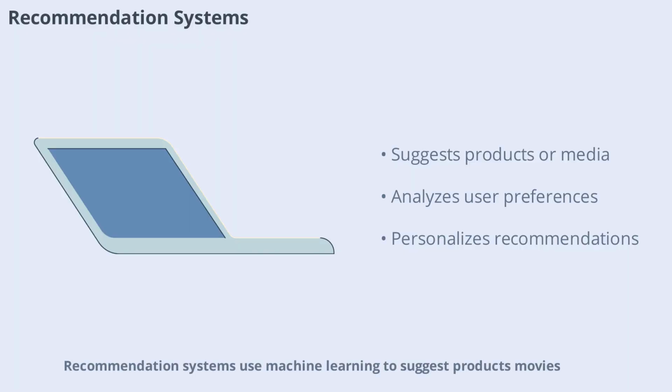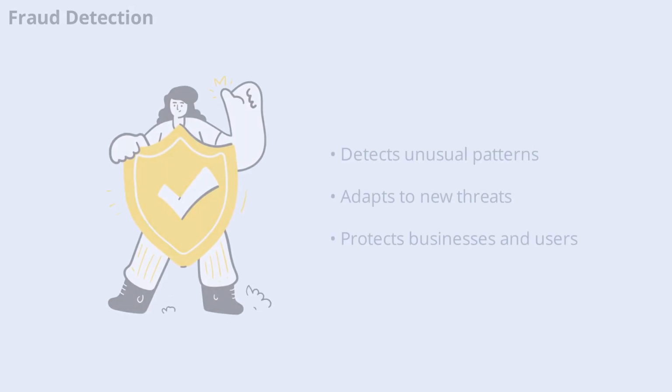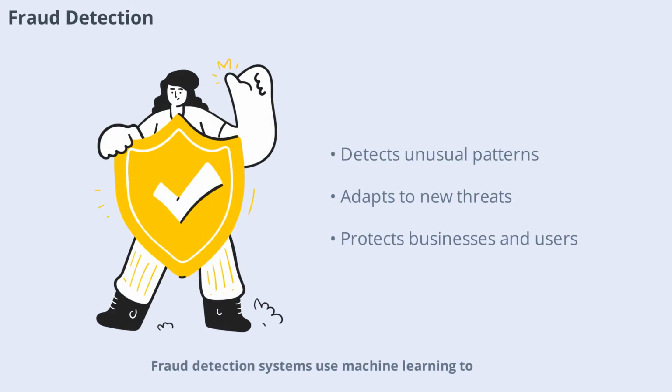Recommendation systems use machine learning to suggest products, movies, or music based on your preferences. By analyzing your past behavior and comparing it to others, these systems provide personalized recommendations, making it easier to discover new favorites.